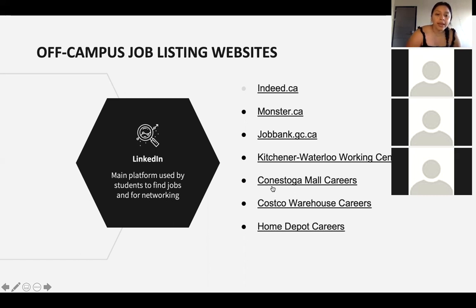But I will say definitely LinkedIn is the main platform that students use to find a job, and also that they use for networking. So for those who don't know, LinkedIn is kind of like a Facebook website, but for professional development instead of just socializing. So you will have opportunities to post there and everything and share other posts, but it's mostly focused on professional development. So it's like your online profile of a professional or a student, right?